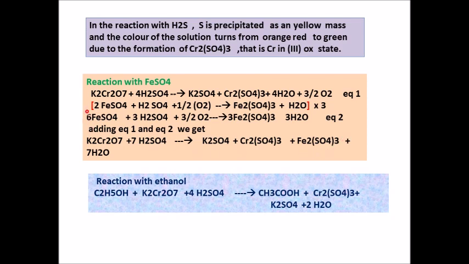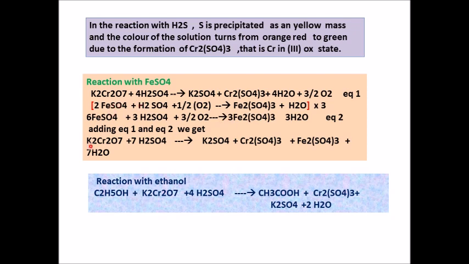Next we see the reaction with FeSO4. Again, this reaction can be studied in steps. We can say FeSO4 reacts with H2SO4 to give Fe2(SO4)3. But how? Suddenly it can't form Fe2(SO4)3. That oxygen which is liberated by acidified K2Cr2O7, which is present in the solution of FeSO4, is going to react with FeSO4 and convert Fe2 plus to Fe3 plus.